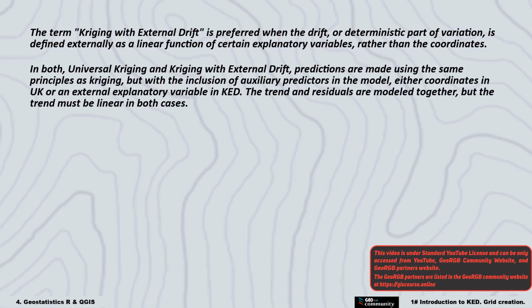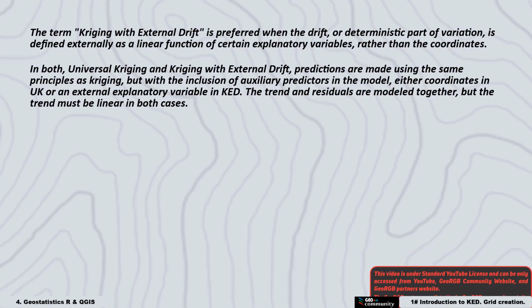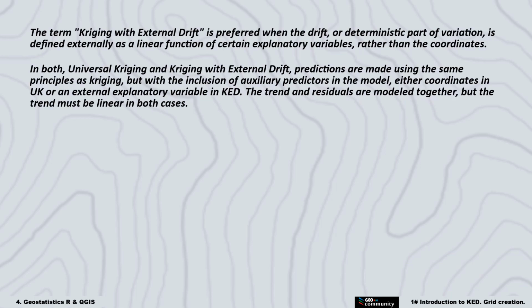In both Universal Kriging and Kriging with external drift, predictions are made using the same principles as Kriging, but with the inclusion of auxiliary predictors in the model, either coordinates in Universal Kriging or an external explanatory variable in Kriging with external drift. The trend and the residuals are modeled together, but the trend must be linear in both cases. It means that when we are using Universal Kriging or Kriging with external drift, the trend surface is going to be created with a model that is a linear one. We cannot use other type of models, has to be a linear one.